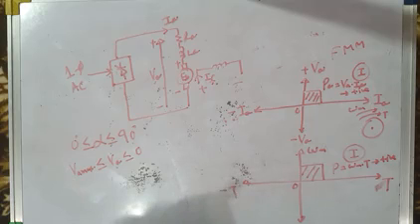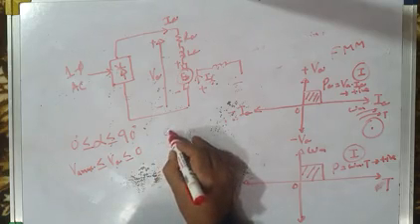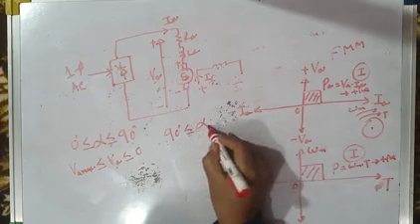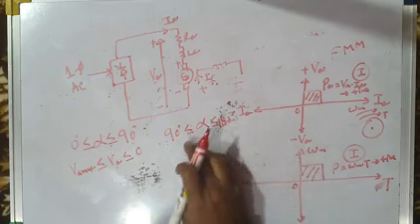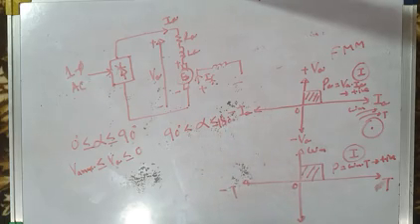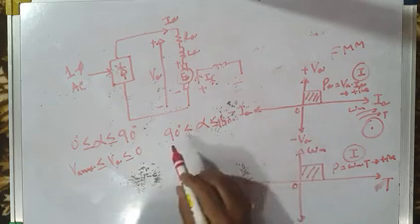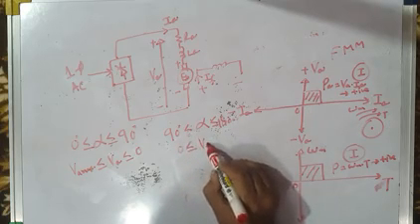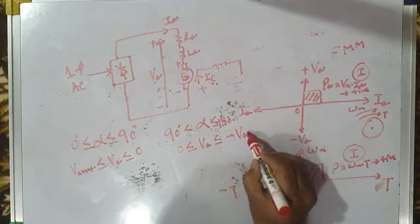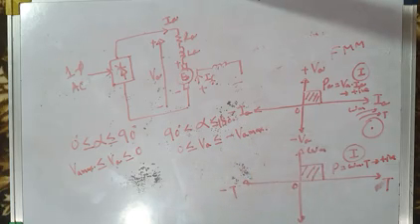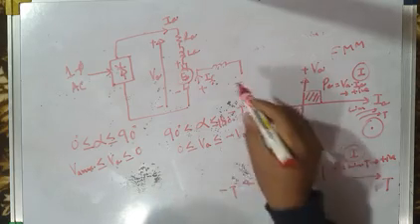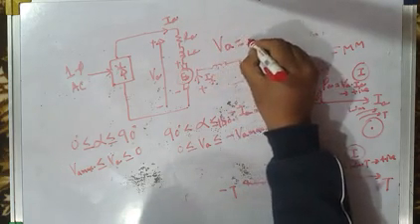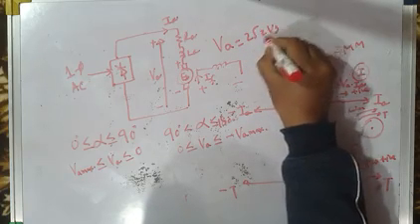Now what if you change the delay angle from 90 to 180 degrees? If alpha is greater than 90 degrees but less than or equal to 180 degrees, the average output voltage will vary from 0 to minus Va max. I will write here again that the average output voltage is given by 2 root 2 Vs by pi cos alpha.